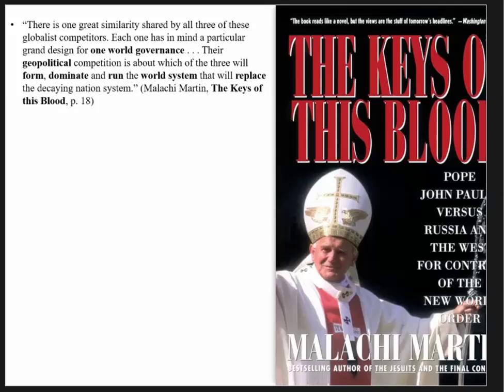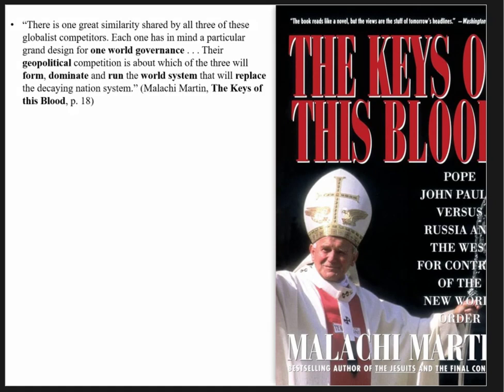There is one great similarity shared by all three of these globalist competitors. Each one has in mind a particular grand design for one world governance. Their geopolitical competition is about which of the three will form, dominate, and run the world system that will replace the decaying nation system. The globalist competitors are communism, capitalism, and Roman Catholicism.